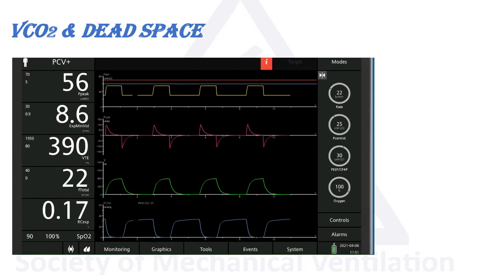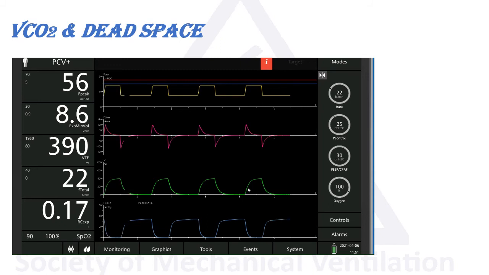Another way of adjusting the PEEP or setting the PEEP is through measuring the dead space and the VCO2, which is basically the carbon dioxide output and refers to the amount of carbon dioxide exhaled from the body per unit of time. Usually in normal persons, about 200 milliliters per minute.